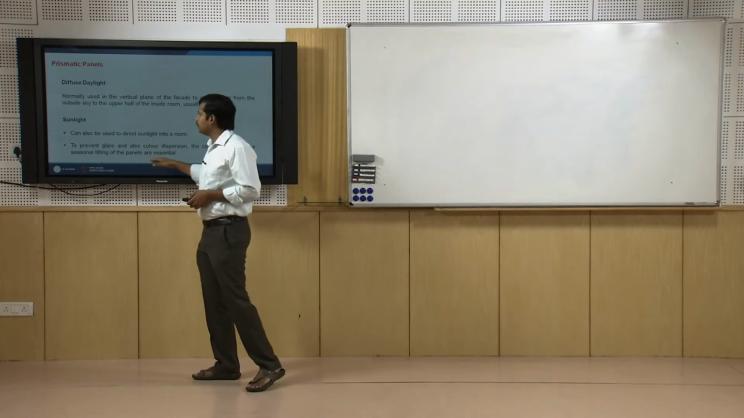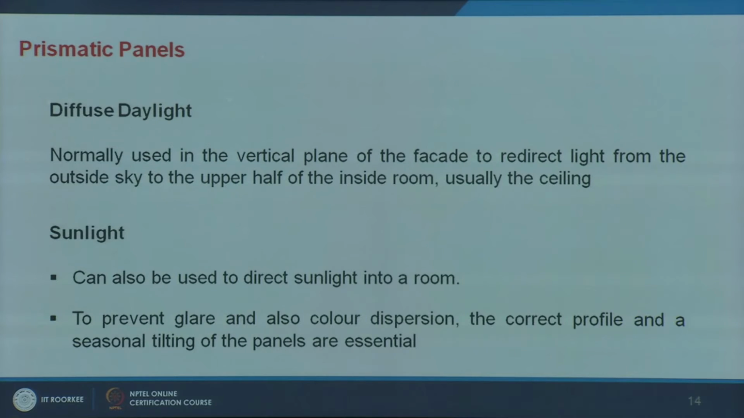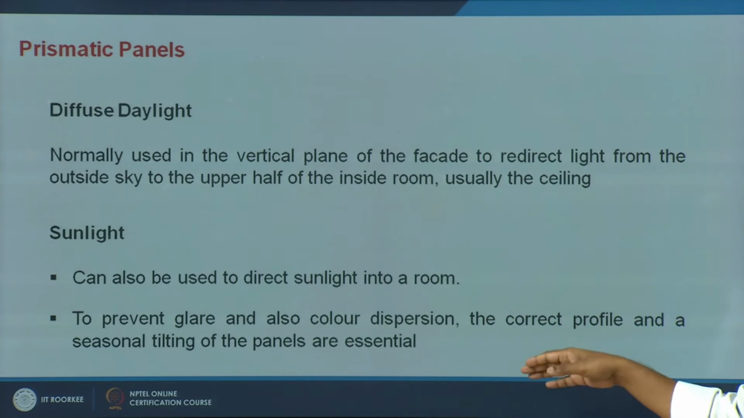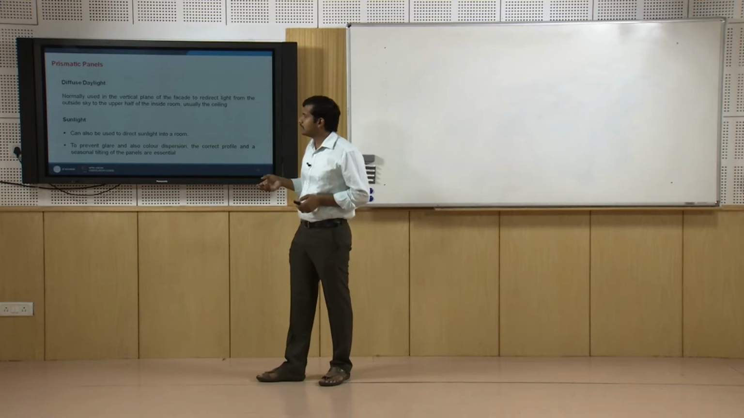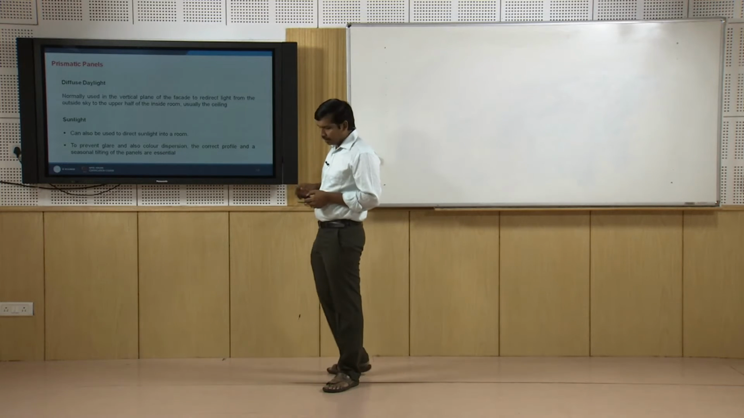There is another type which is sunlit, which can be used to direct the direct sunlight, the natural light, into the room. If you want to use it on vertical surfaces, they may cause glare, so it is better to look closely at the type of profile, and it is also a better idea to give seasonal tilting of panels so as to avoid any glare related discomfort. Typically these are used on skylights.